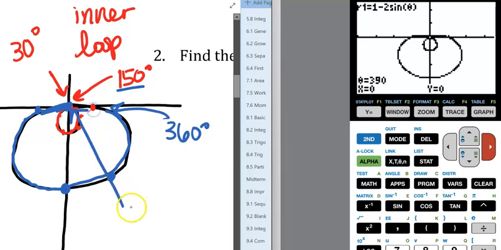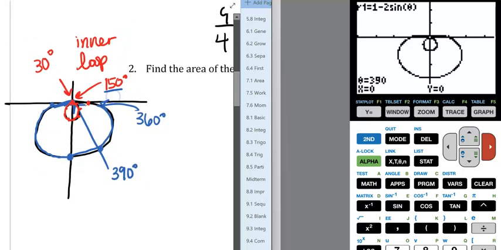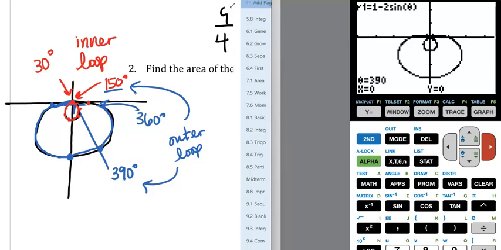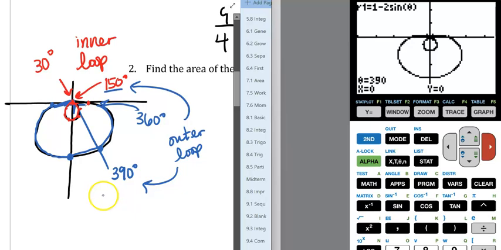So the point where that ended on the outer loop was 390 degrees, and the outer loop started at 150. That's important because now we know what numbers to use for our limits of integration. 390 degrees is 13 pi over 6. 150 degrees is 5 pi over 6. And 30 degrees is pi over 6.